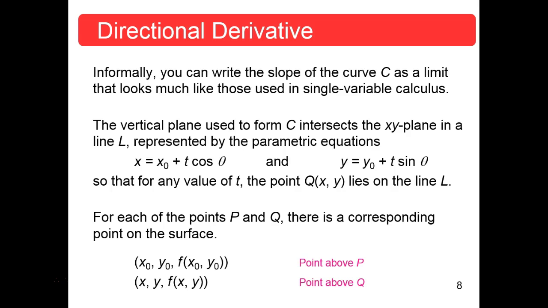All right. For each of the points P and Q, there is a corresponding point on the surface. On the surface, (x0, y0, f(x0, y0)) is the point directly above P, and (x, y, f(x, y)) is the point directly above Q. Remember, I called Q our variable point, not a specific value x0, y0, but a generic one, x, y, and then f(x, y). So again, the verbiage here matches what we were seeing back on that slide.